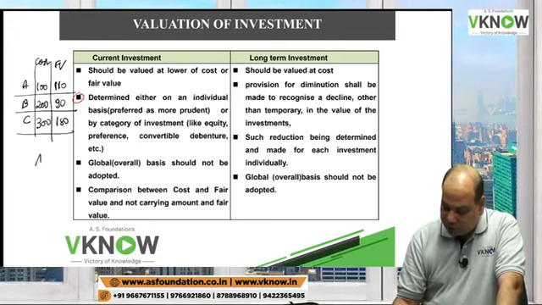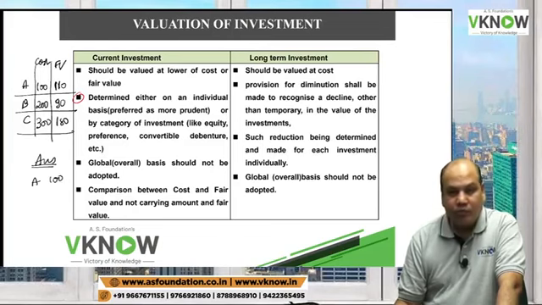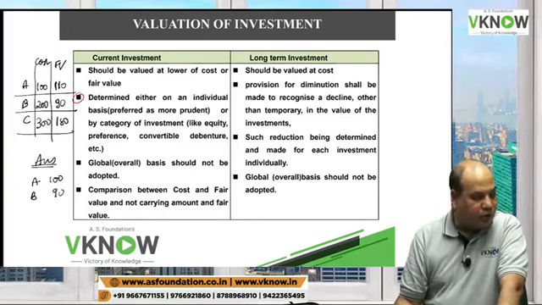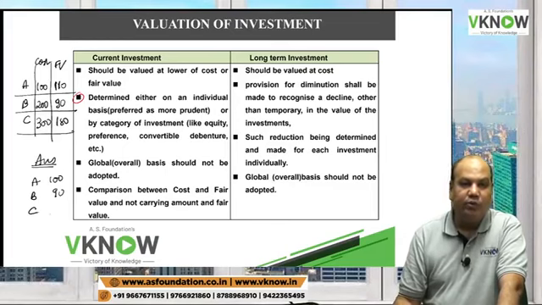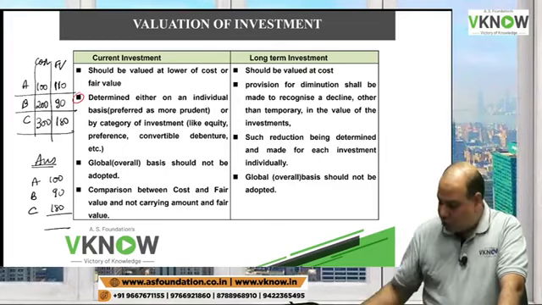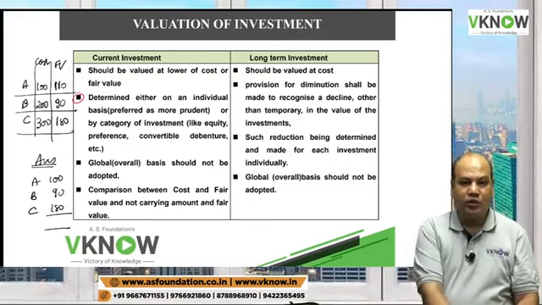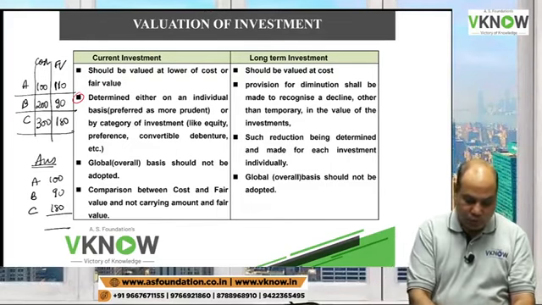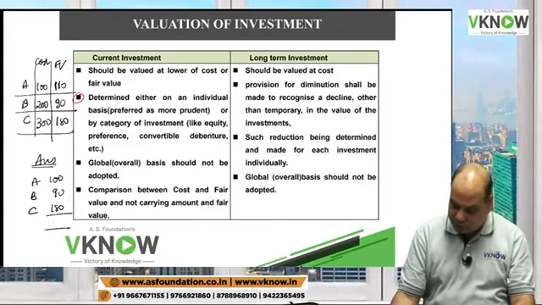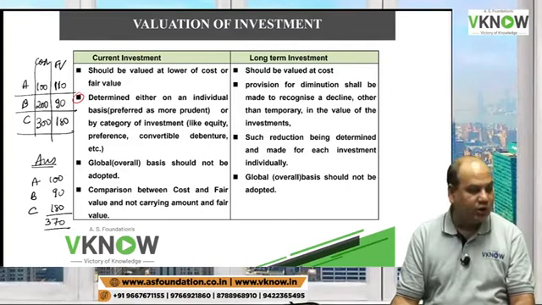So my answer will be, A will be valued at 100 rupees because cost is lower. B will be valued at 90 rupees because fair value is lower. And C will be valued at 180 because fair value is lower. So this will give me lowest answer. This method gives me lowest answer, 100 plus 90 and plus 180, 370. So this gives me lowest answer.